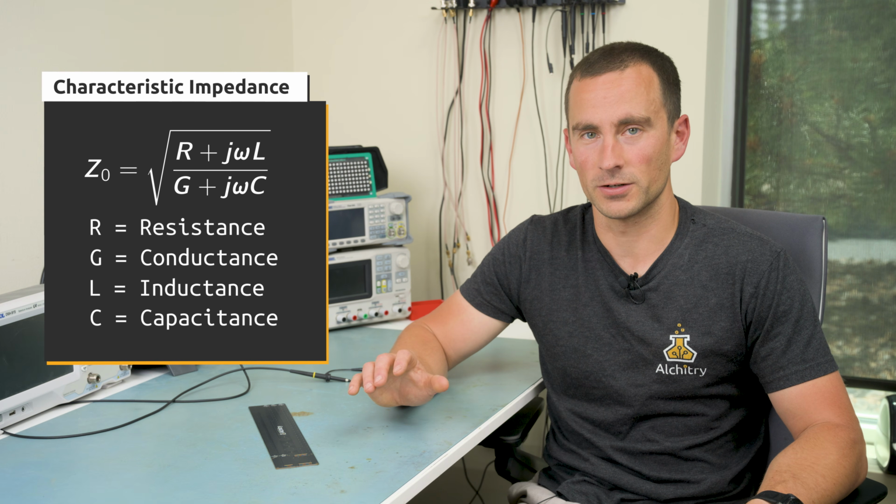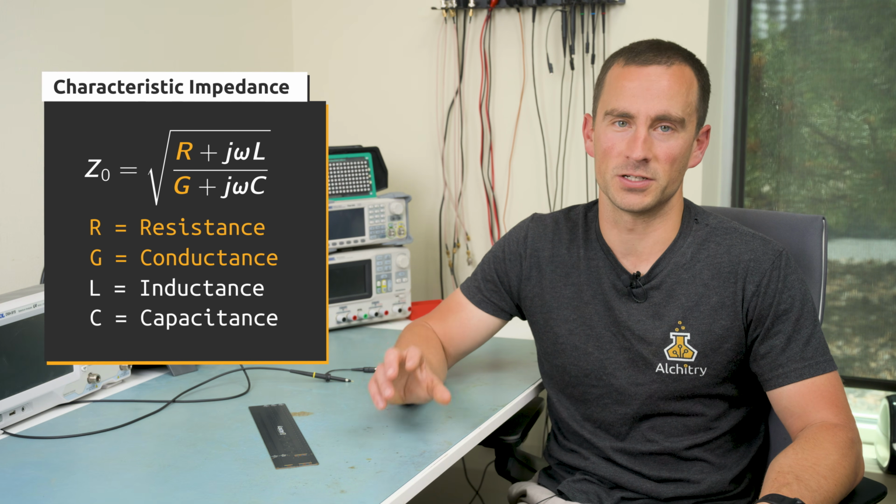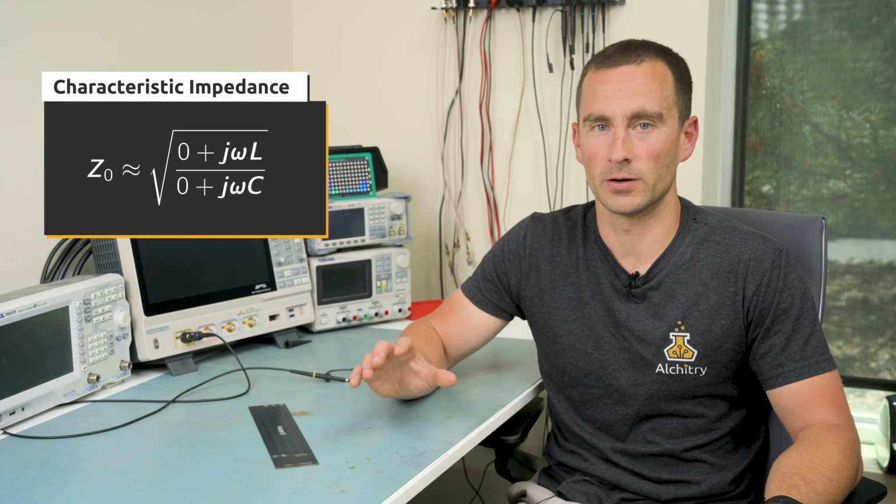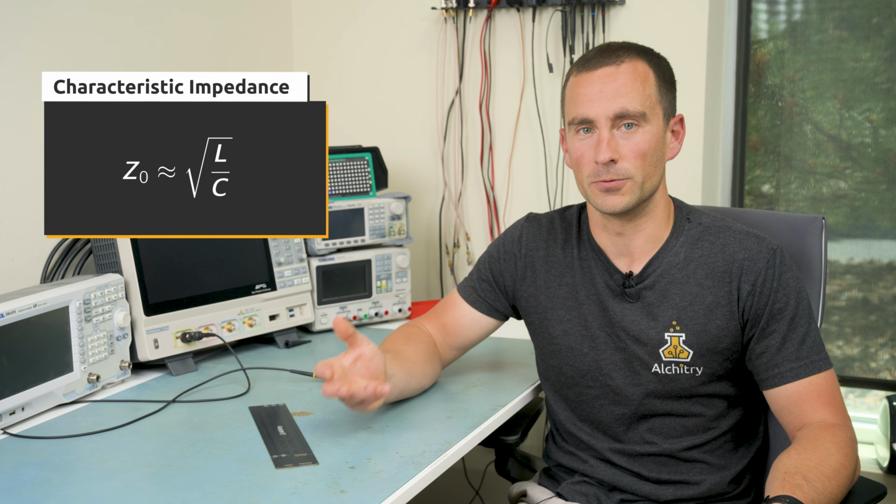In a perfect conductor with perfect insulation, R and G are 0, and the whole thing simplifies to the square root of L over C, which is strictly real. Most of the time, this is a very reasonable approximation. When the impedance of something is a real value, then it looks just like a resistor to whatever is driving it. If we had an infinitely long 50 ohm cable, it would be indistinguishable from a 50 ohm resistor to the device that's pushing signals down it.